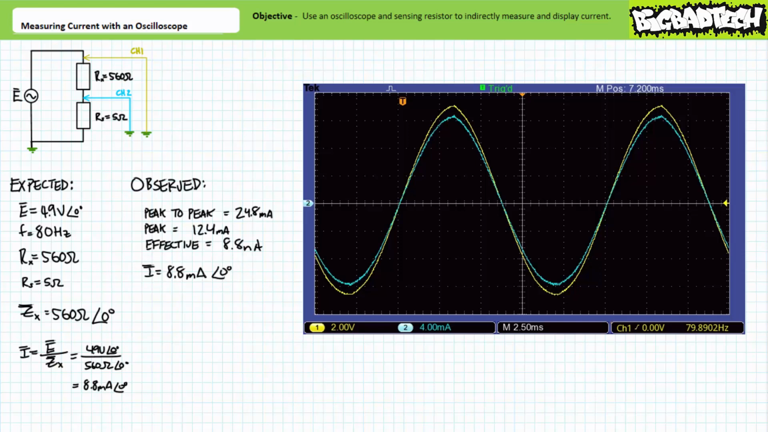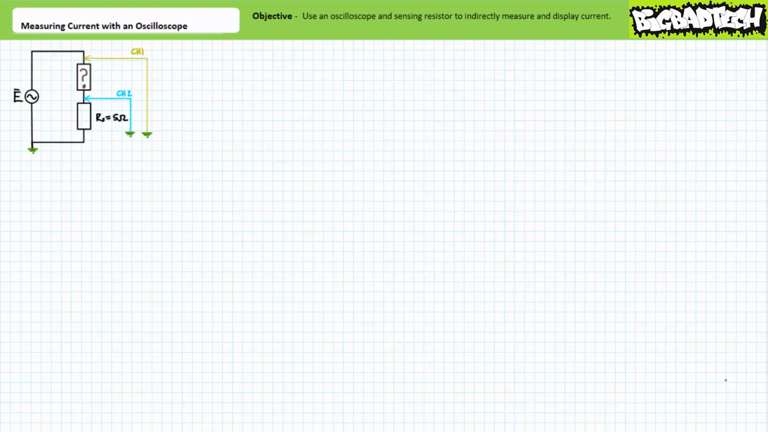I think I'm going to take the rest of this lecture off and let you do the work from here on. Let's make this an exercise that necessitates active involvement on your part in the form of a mystery. Let's say we set up a 5 ohm sensing resistor in series with a mystery element in the following fashion. Channel 1 is measuring the voltage across the entire series circuit. Channel 2 is measuring the voltage drop only across the sensing resistor.